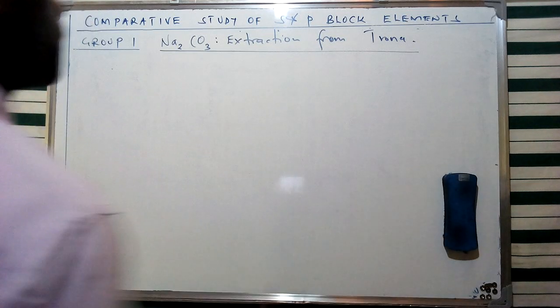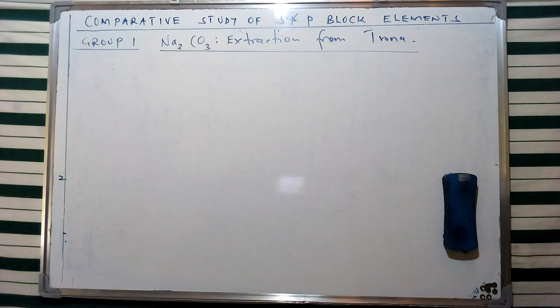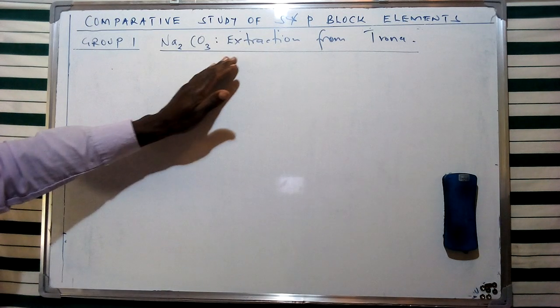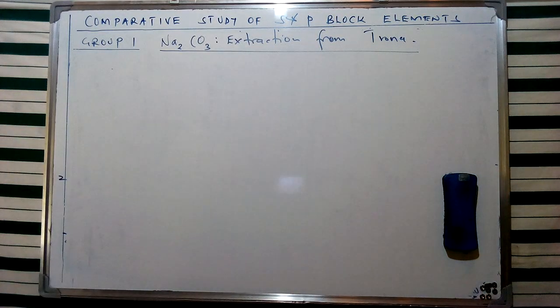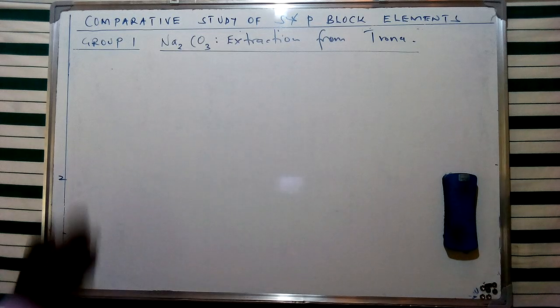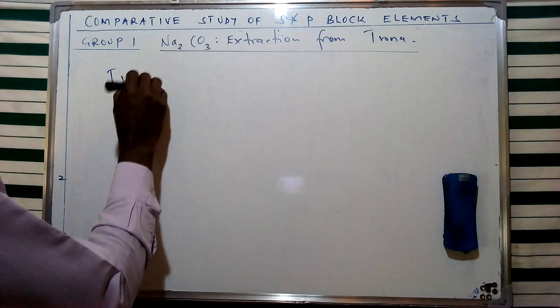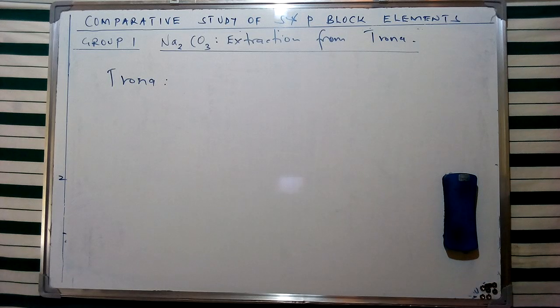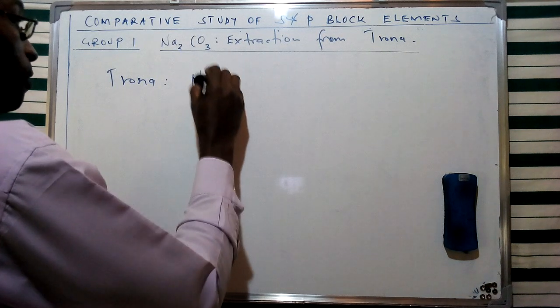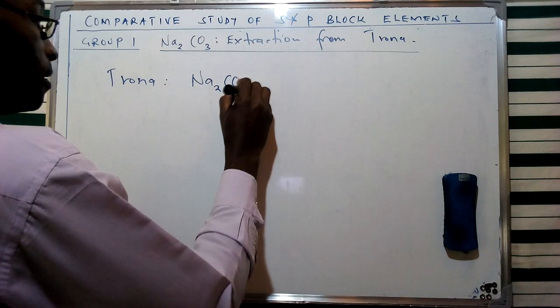Now in this case, we are going to use another process of obtaining sodium carbonate through extraction from what we refer to as Trona. Trona is a double salt, which consists of sodium carbonate and sodium hydrogen carbonate, which are hydrated. So we can give this in terms of this specific salt.